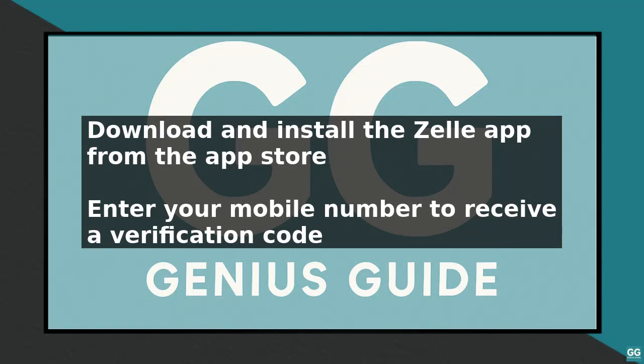To link the Zelle mobile app, start by downloading and installing the Zelle app from the Apple App Store or Google Play Store, depending on your device. Once installed, open the app and select Get Started. You will be prompted to enter your mobile number to receive a verification code. Enter the code you received to verify your phone number.